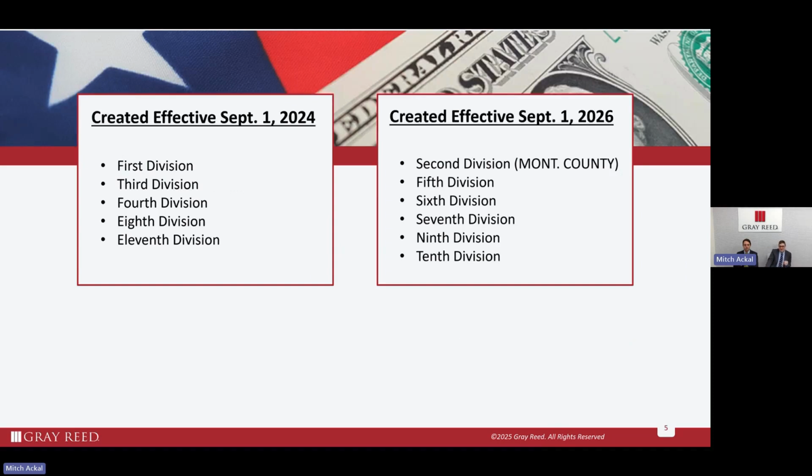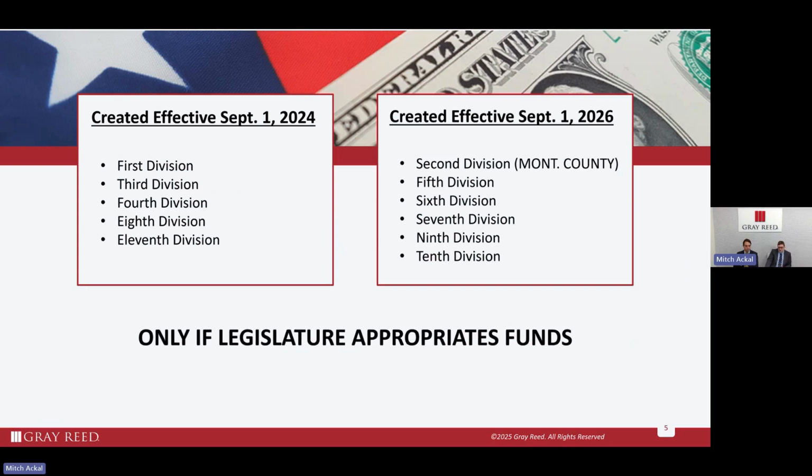So again, we're expecting to have all 11 operating divisions by September 1st of 2026, but only if the legislature appropriates the funds to open those other divisions. Now, we do expect that to happen. The feedback we've heard so far from the representatives we've talked to is that that is the expectation.